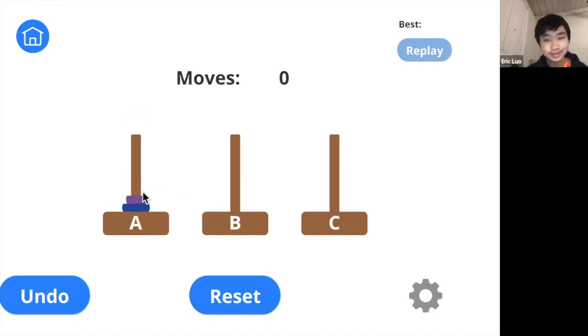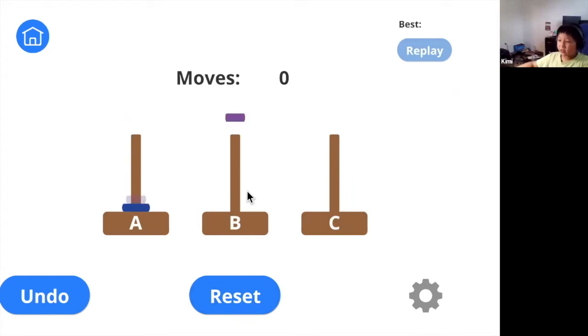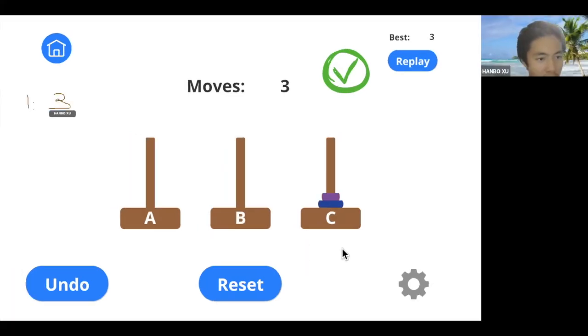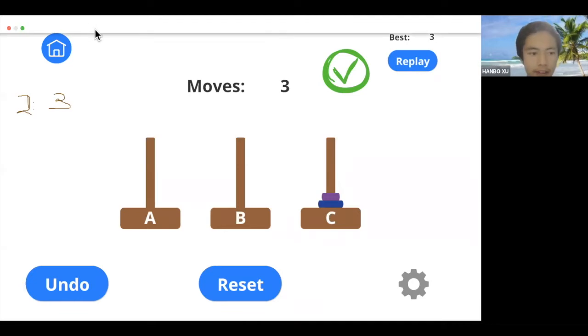Cool. All right. First put the purple ring into the B spot, and then put the blue ring into the C spot, and then the purple ring back to the C spot. Good. All right, just for sake of keeping track, I'm gonna write how many steps we took for each case. So for two rings, we have 3 steps. All right, let's check out what happens when we have 3 rings.